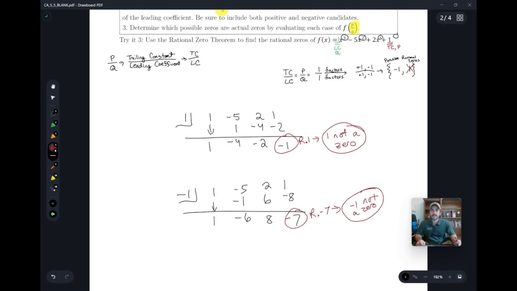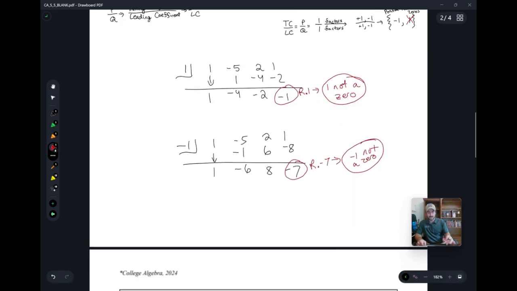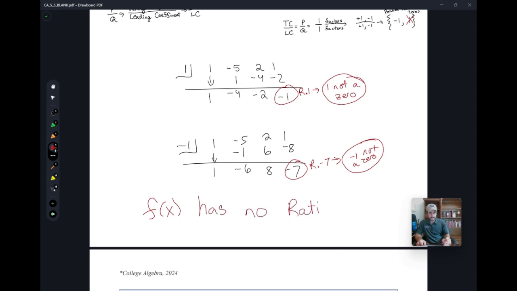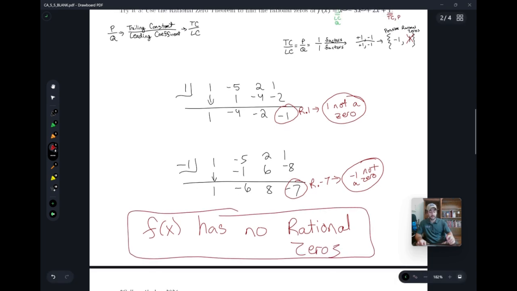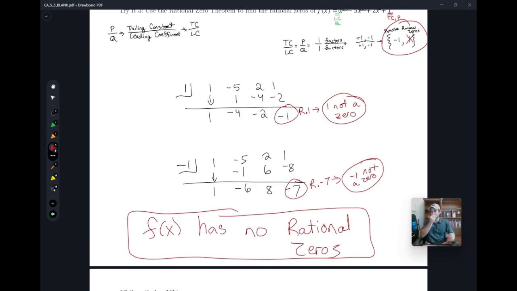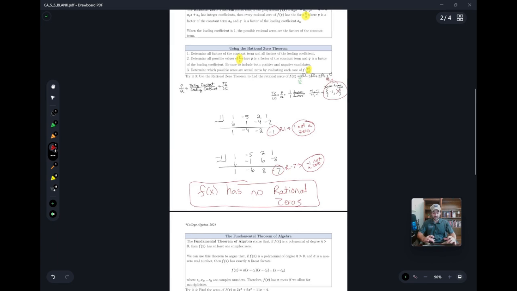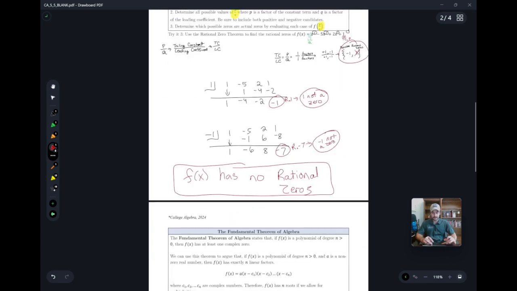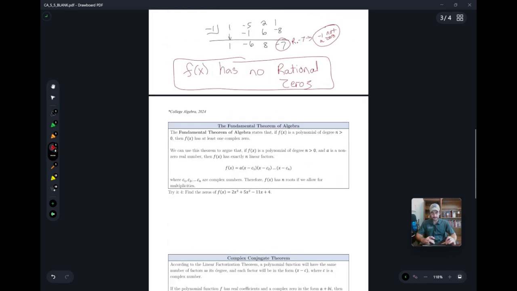Well, there were no other possible rational zeros, and so this says use the rational zero theorem to find rational zeros. There are none. f of x has no rational zeros. Though it had two possible rational zeros, when we synthetically divided them, we found that it had no real rational zeros. All right, let's keep rolling through it.